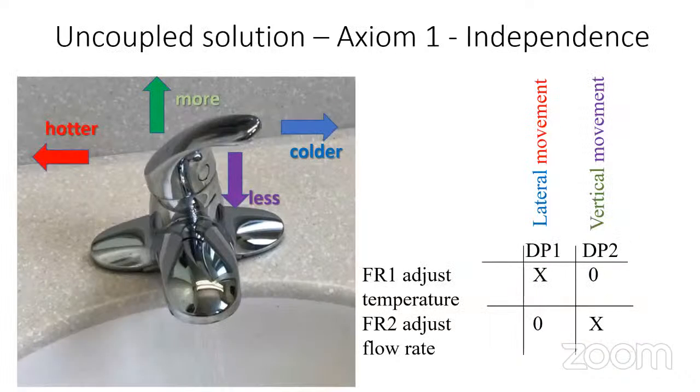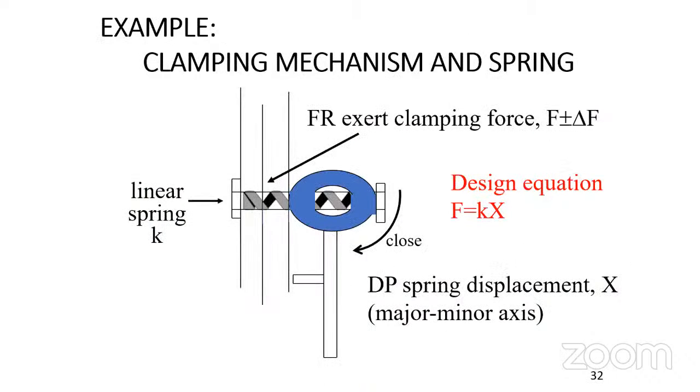So a better way would be like these little levers here, where I've got colder and hotter, moving it laterally, and more or less moving it vertically. And so here, lateral movement just adjusts the temperature, vertical movement just adjusts the flow rate. I get a diagonal matrix, fully independent. So that was axiom 1.